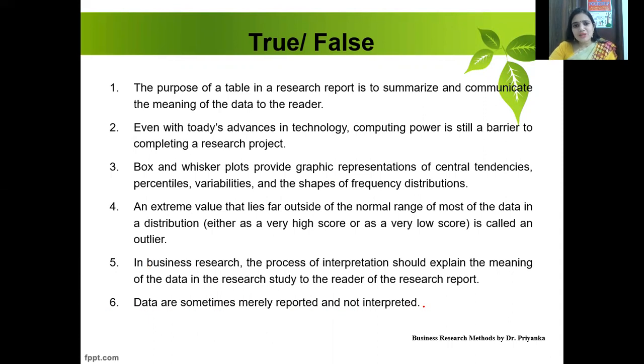For example, in case of graphs, charts, you do not have to explain them. You do not have to make efforts while explaining them. A chart or graph explains itself, right? So that is also one of the reasons why they don't explain or interpret the data. But yes, in most of the research studies it happens that they are merely reported and not interpreted. It is true.